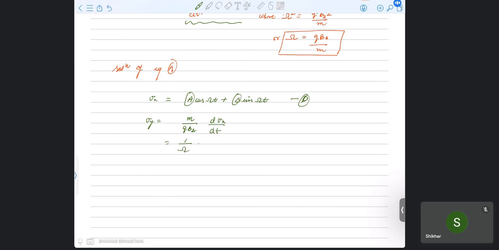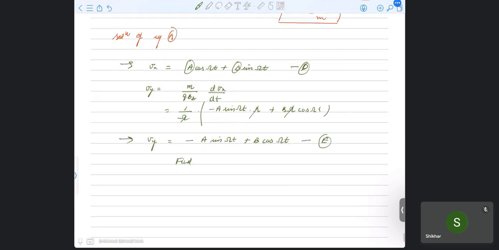So we'll just differentiate equation D. It will become minus A sine omega t, differentiating it, times omega, plus B omega cos omega t. This omega will cancel out. So your Vy is nothing but minus A sine omega t plus B cos omega t, equation E. So this is the velocity in the y direction. We have to find A and B to get a complete picture.